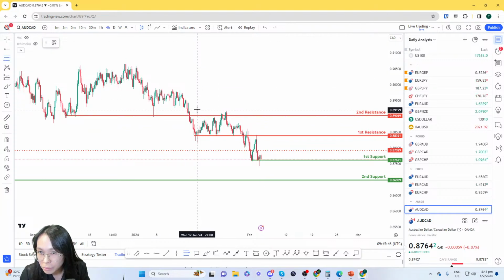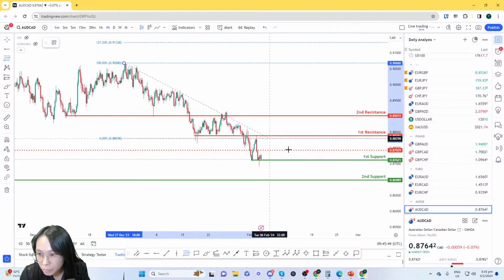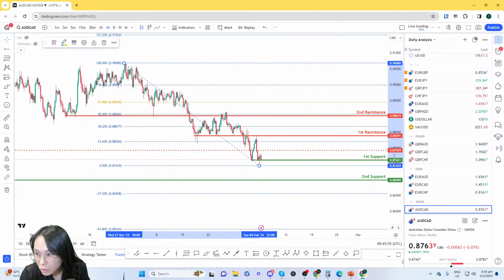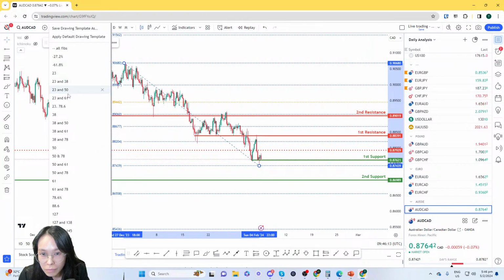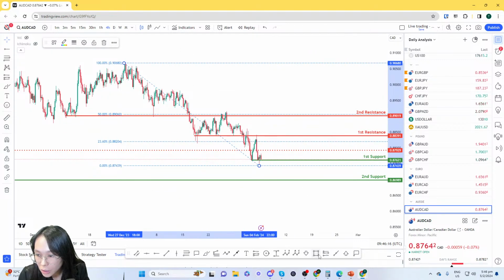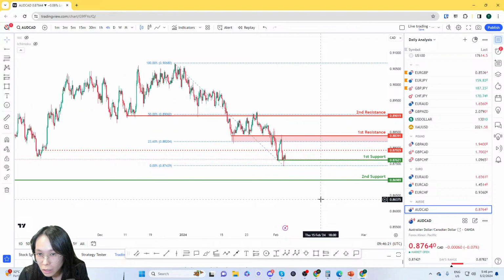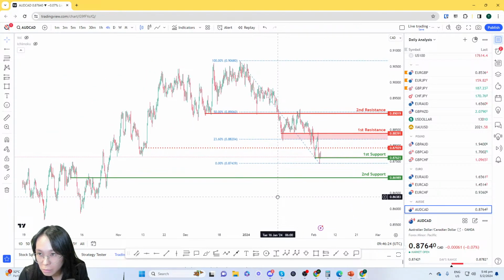Let's look for some retracement. We have a 50% aligned very closely with the second resistance, and followed by the 23. I'll be using the 23 and also 50%, so it makes it a stronger area of resistance. I'm going to make it smaller to look for support.